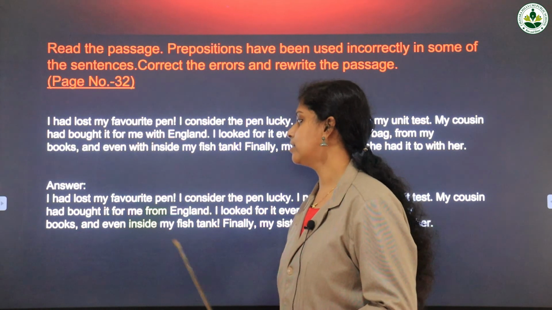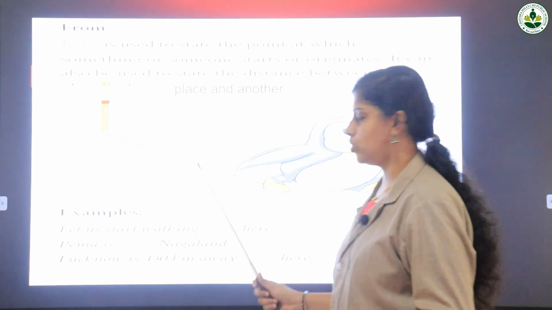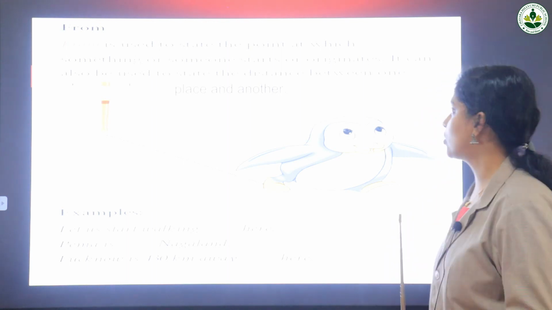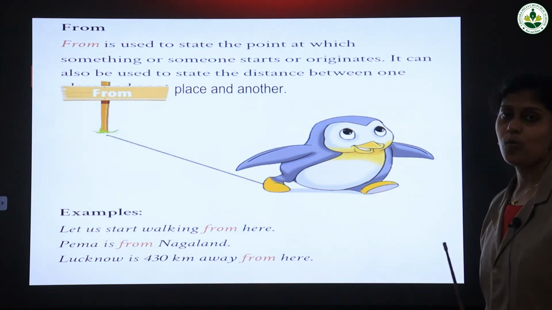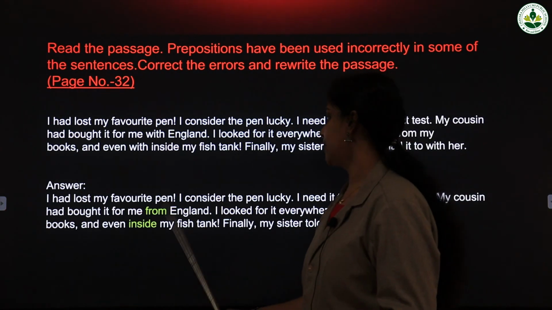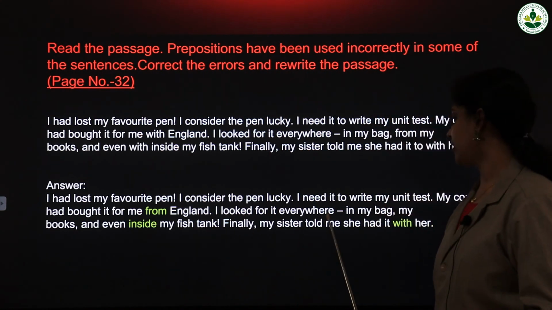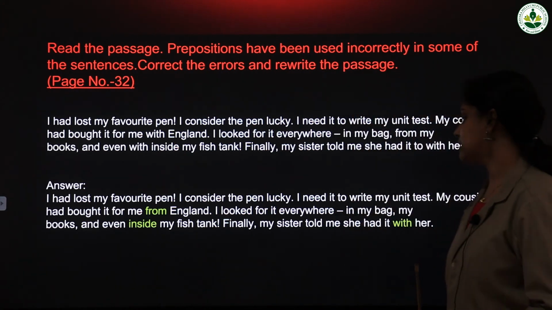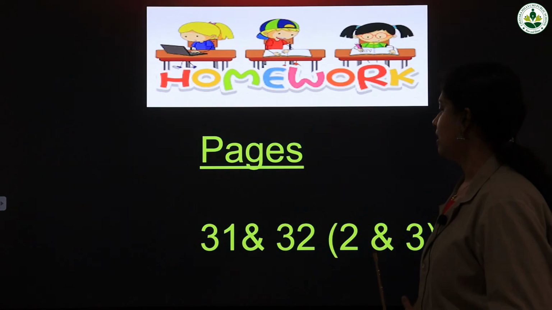Here we have to write the preposition from to show the origin. Here the preposition from is used to state the point at which something or someone starts or originates, or it can be used to state the distance between one place and another. So here we have to use the preposition from. Then my cousin had bought it for me from England. Then I looked for it everywhere, in my bag, my books, and even inside my fish tank. Finally, my sister told me she had it with her. This is the answer for this activity.